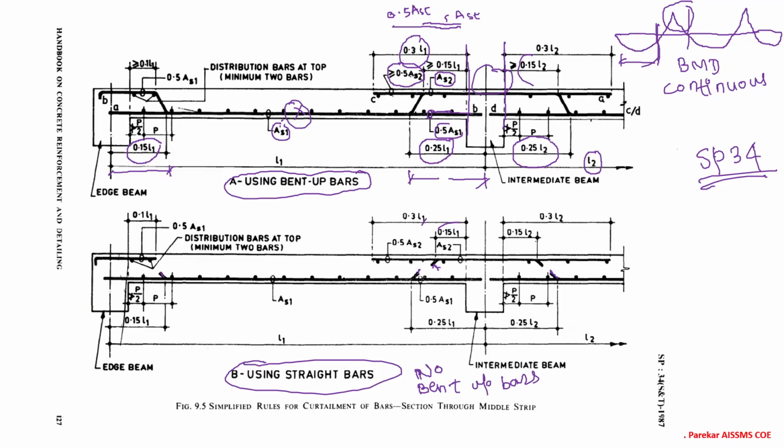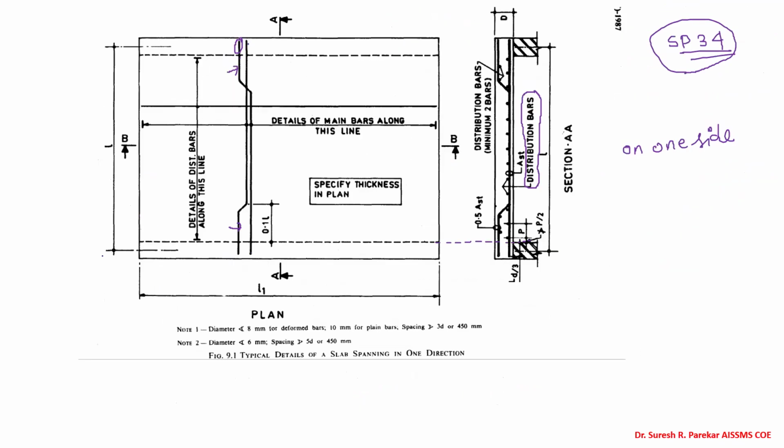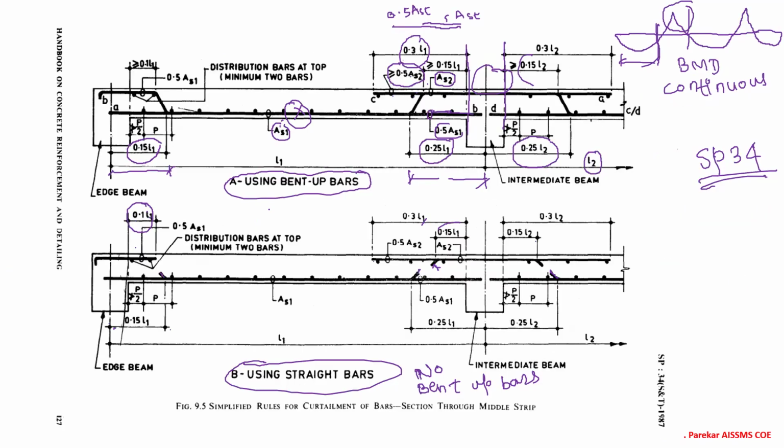Here you can see 0.1 L1, which we have seen in slab. So at the top we have 0.1 L1, and at the bottom we have 0.15 L1. So we should be in position. Beyond the face of the column, 0.1 L1, which we have already seen in slab also. That is the upward portion we should have. Actually, this we have 0.1 L1. So this we should know very properly.